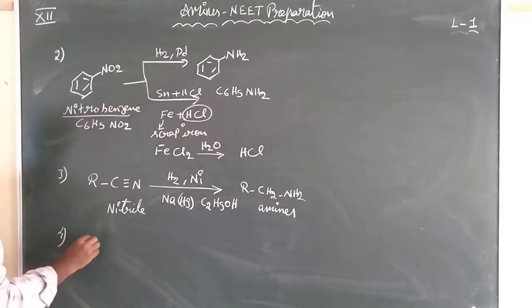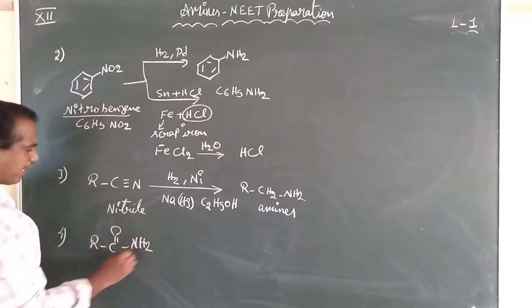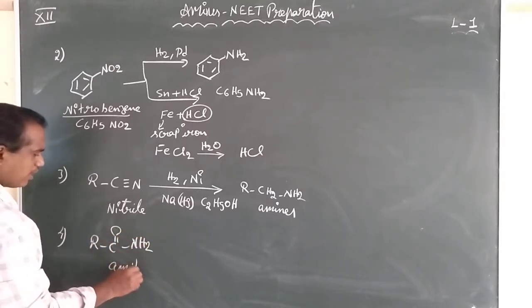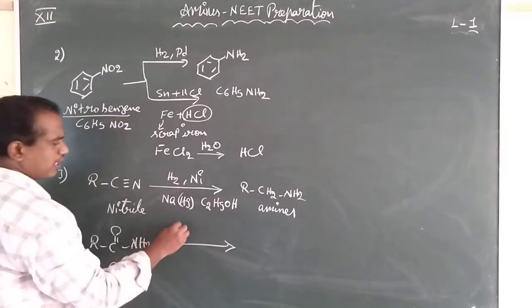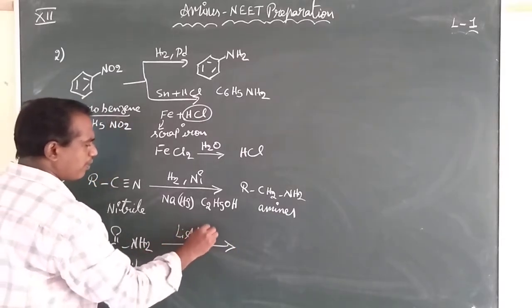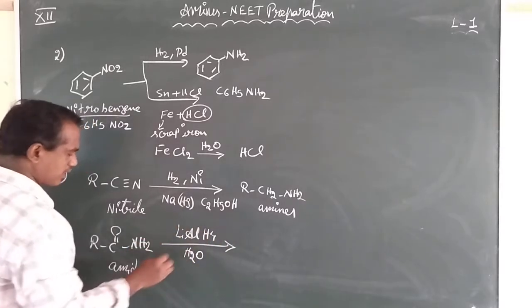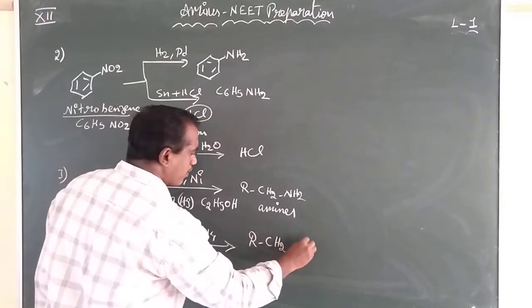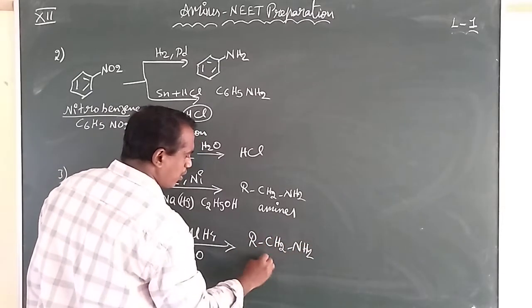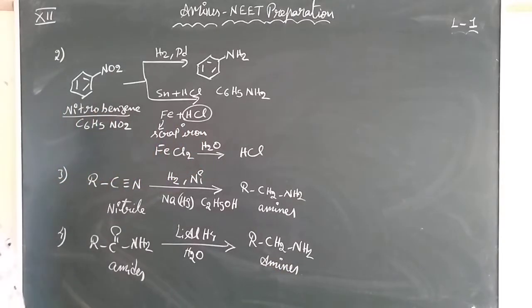Whereas you can use the amides also. These amides you can react with lithium aluminum hydride, which is the strongest reducing agent, followed by hydrolysis. Then the amides are reduced to the corresponding amines. These are two very easy reactions, is it not?